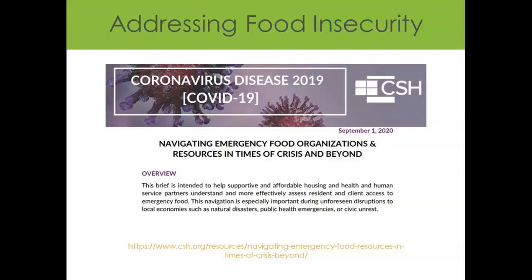So essentially, it covers some of the three major things, making sure you map out your resources. Feeding America has an excellent tool to help you find your local food bank or your local food pantry. So that's a really good place to start.